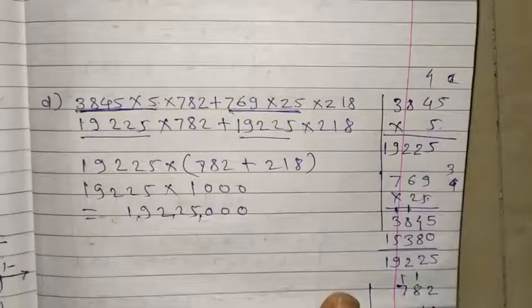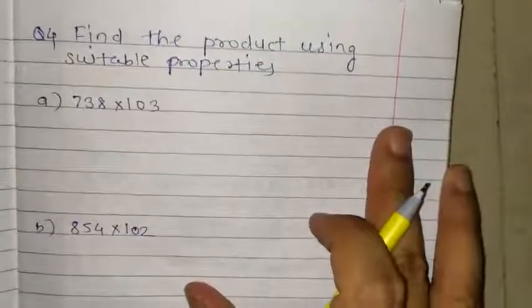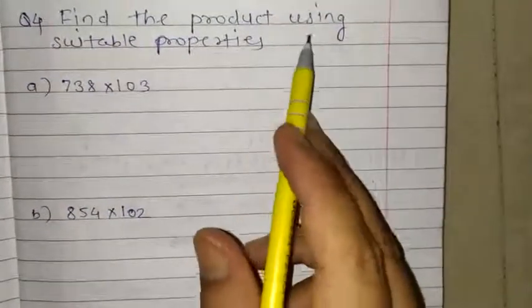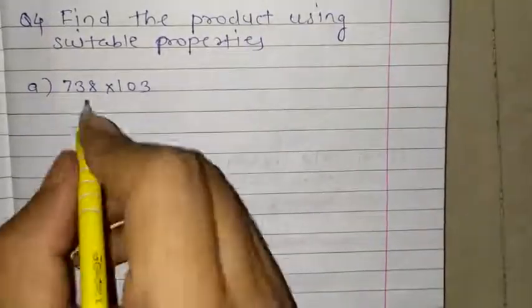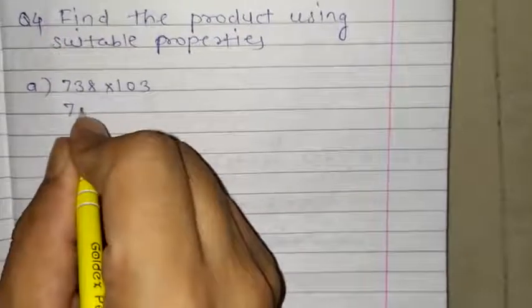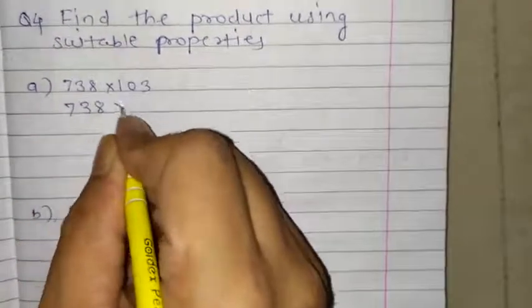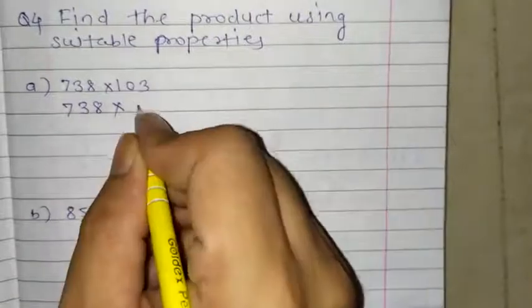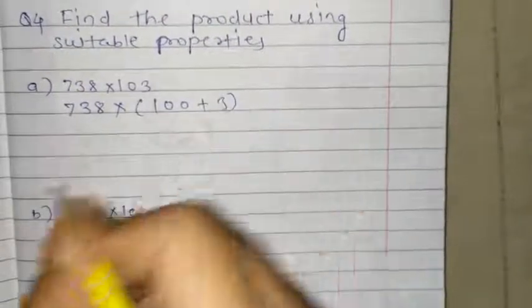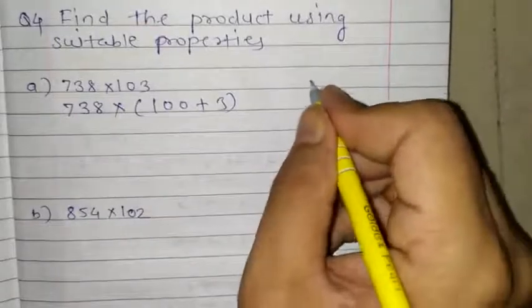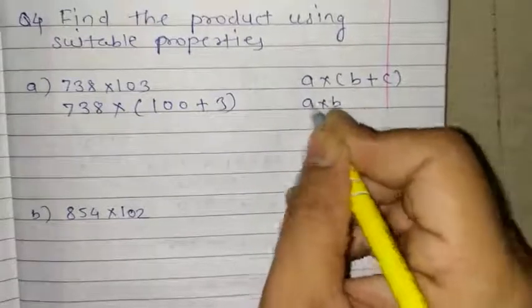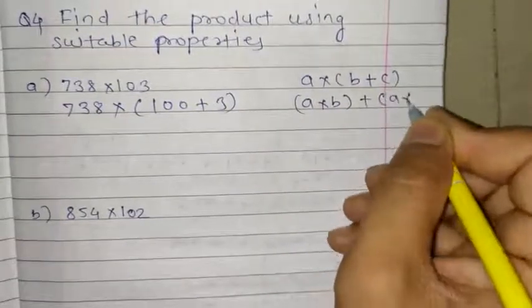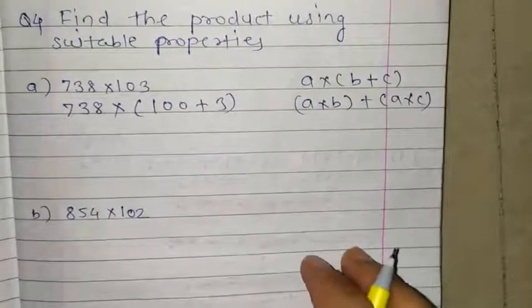Now after this we will go into the next question. So our next question is question number 4. Find the product using suitable property. So you observe this is exercise A. While solving this, I write the first number as it is, into. Here 103 is nothing but 100 plus 3. So in this exercise also we use the distributive property, like A into B plus A into C. This property we will solve here.